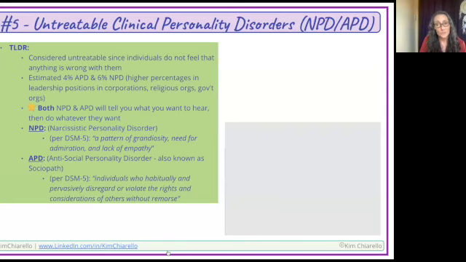And the most important part is higher percentages are in leadership positions. So that's in corporations, in religious organizations, in government organizations, you name it. There's a higher percentage there. So you've probably come across them. And the star here to note is they will both tell you what you want to hear, and then they're going to do whatever they want.